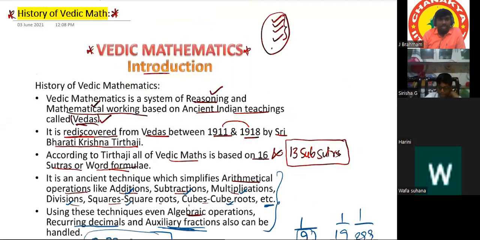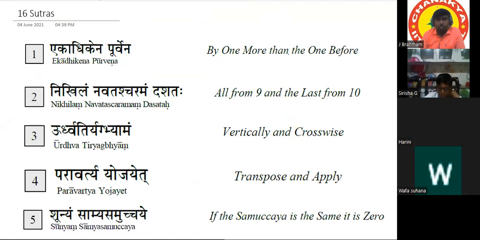So we'll see the list of sutras. Yes, this is the list of the sutras. Number 1 is Ekadikena Purvena. This is a Sanskrit word, and its meaning is by one more than the one before. See the second sutra, Nikhilam Navatah Charamam Dashatah.